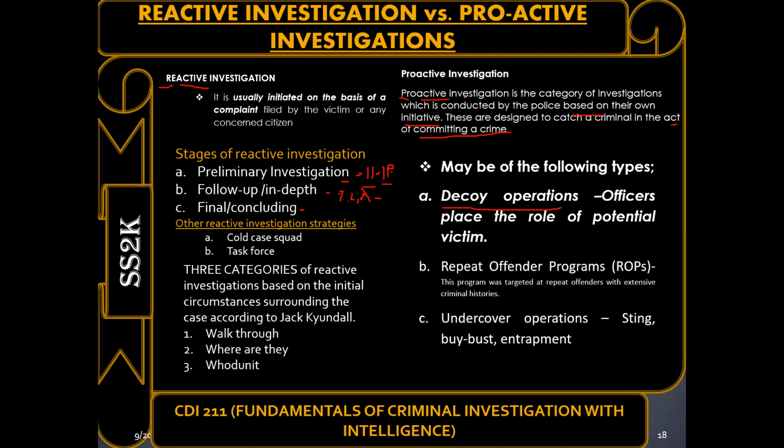Entrapment, on the other hand, involves duping someone who has intention to commit a crime to execute their plan. But upon consummating the crime, they are arrested right there and then.